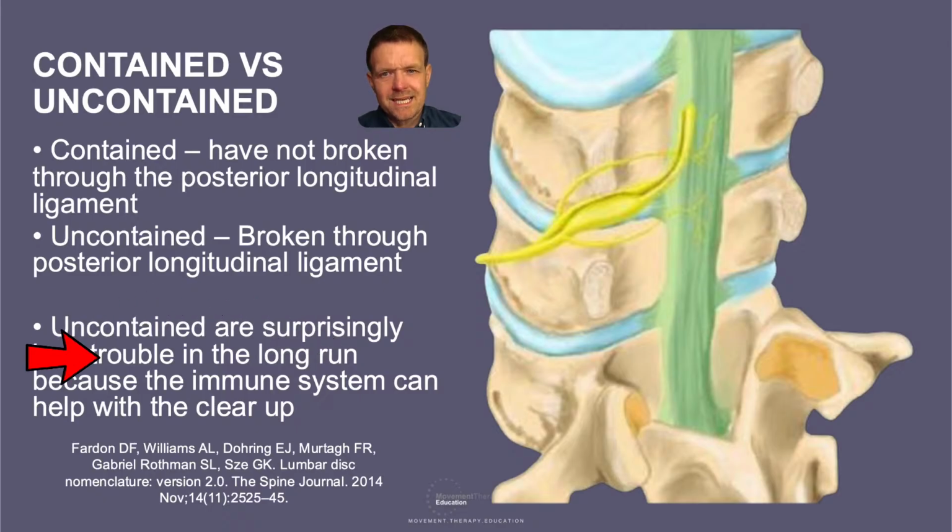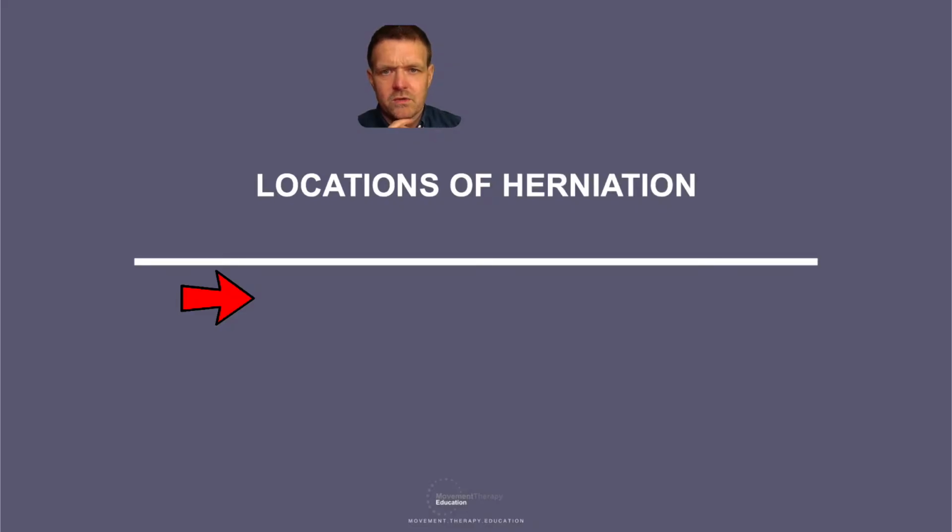Uncontained are surprisingly less trouble in the long run because the immune system can help with the clear up. We were talking about that before with the larger disc bulges. Actually, because of the increased immune activity, the body can clear it up a bit more easily. It's not always the case, but it's often the case. Sometimes you can be unlucky. So that's the difference here, if you see contained versus uncontained on an MRI, or you've had one done yourself.